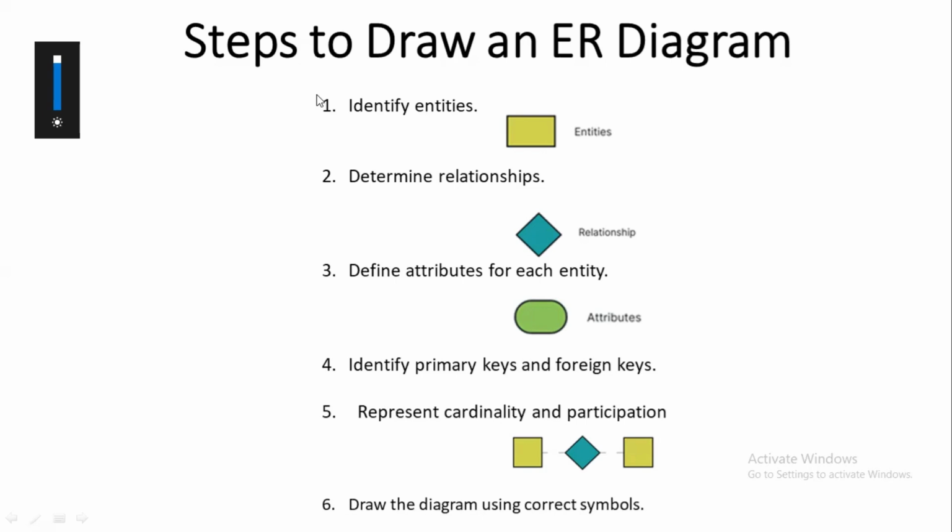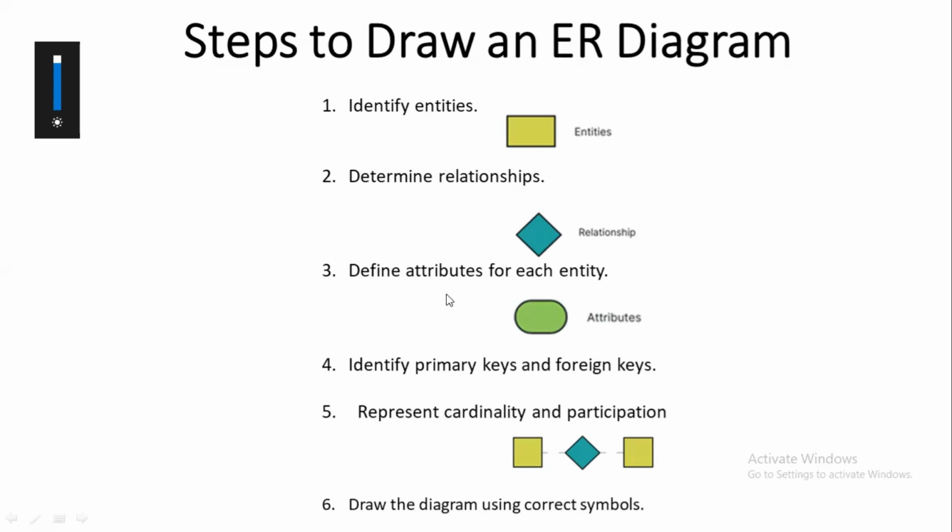Okay. The next step is to determine the relationship. Here, you want to understand and define how entities are connected, which is a fundamental aspect of modeling the system within an ER diagram, and you want to clarify what the relationships are between those entities. The third step is to define the attributes of each entity.